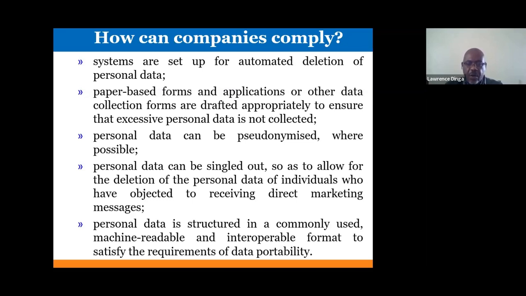So personal data is structured in a commonly used, machine-readable and interoperable format to satisfy the requirements of data portability. Now, data portability has to do with standardization. For example, if today you are bogged down in an insurance company, and these guys are charging you exorbitant rates on your policy, and you find another company which has a very favorable rate, you have a history in that particular organization. And this history is what you need to be able to get other facilities from other organizations. So how can this data be taken from organization A to organization B?